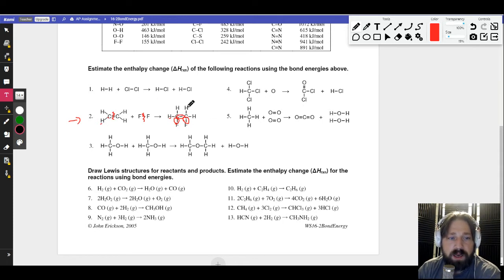So what does that mean? That means I'm going to need to break a FF bond. I'm going to break a CC double bond, and I'm going to make a CC single bond and a CF bond and another CF bond. That is everything that we're going to need to make and break. Awesome.